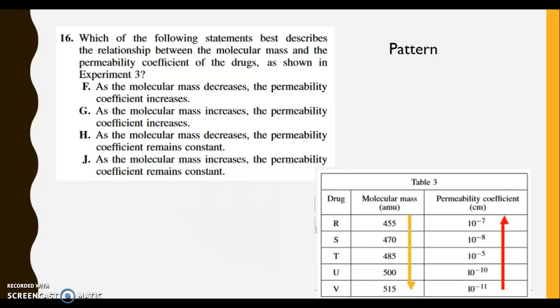Now, I know that at drug T there is an exception, and it doesn't quite follow the pattern like we would like it to. However, my question is asking for the best answer, something that for the most part describes this trend. And for the most part, we can see that it's inversely proportional. So as one thing is increasing, the other thing is decreasing, which gives us answer choice F.